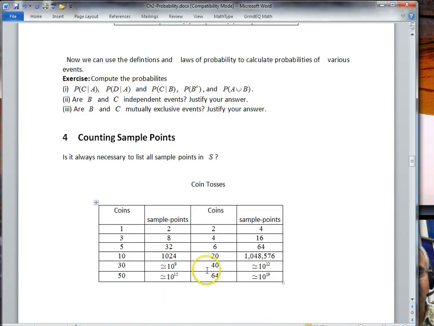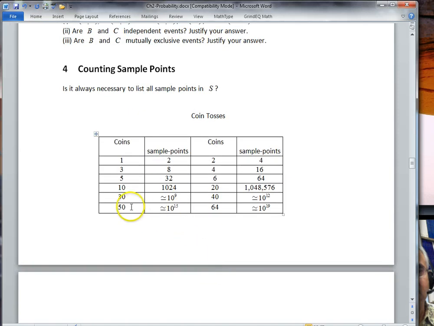So let me go here and see, when you count sample points, things grow very fast. One coin, you have 2, then 4, 8, for 4 coins I get 16, 32, 64. Now if I get 10 coins, I got 1024. 20 coins, I got 1 million something. So if I want to list all the simple events, that's going to be a big hassle.